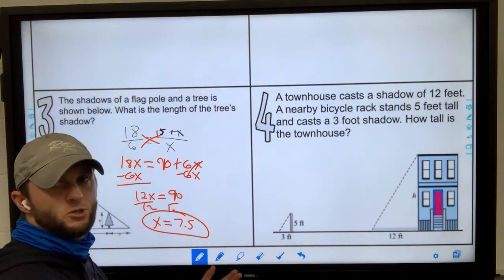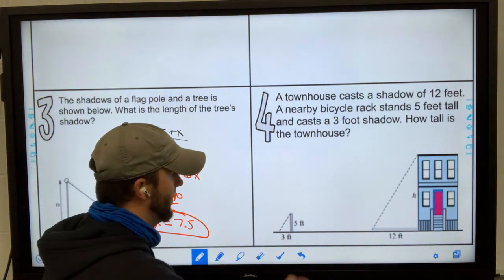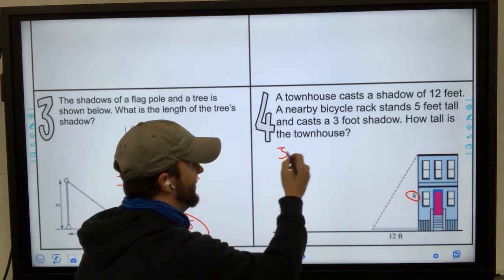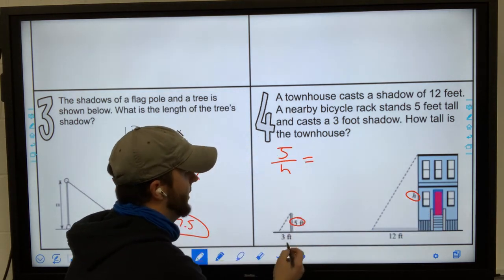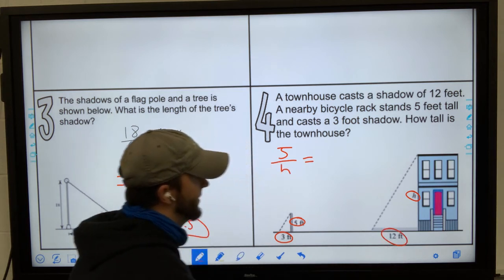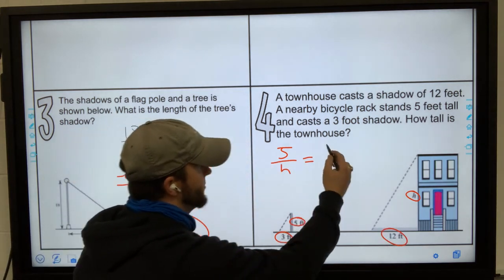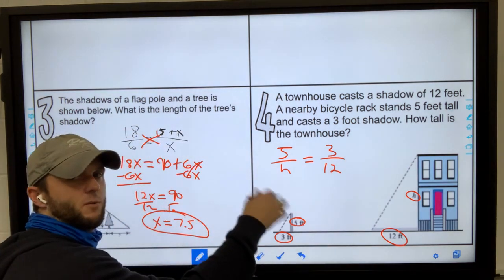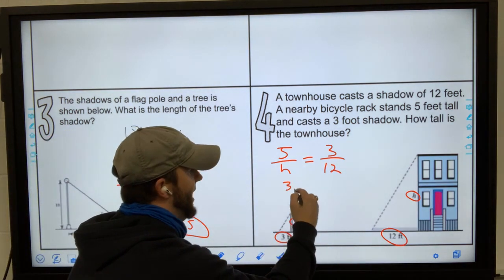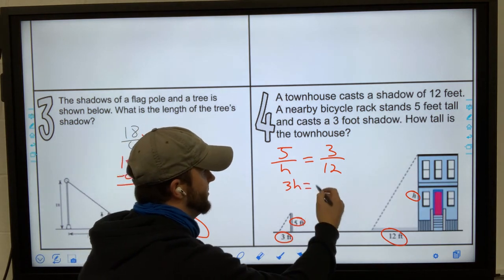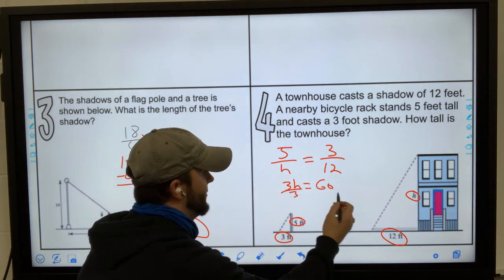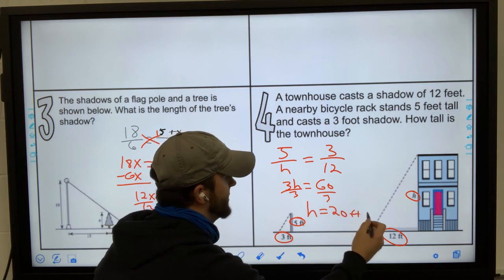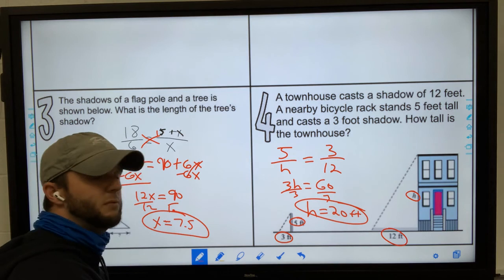Okay, so we're just using the similarity here. So 5 feet and h are the height. So I'm going to put 5 over h. And then 3 feet and 12 feet are the size of the shadow. So 3 goes with 5 and 12 goes on bottom. Okay? So I can cross multiply and solve here. So I'm going to get 3h is equal to, it should be 60. I'm going to divide by 3 on both sides. So h is going to end up giving you 20 feet. So that means the height of the building is going to be 20 feet.